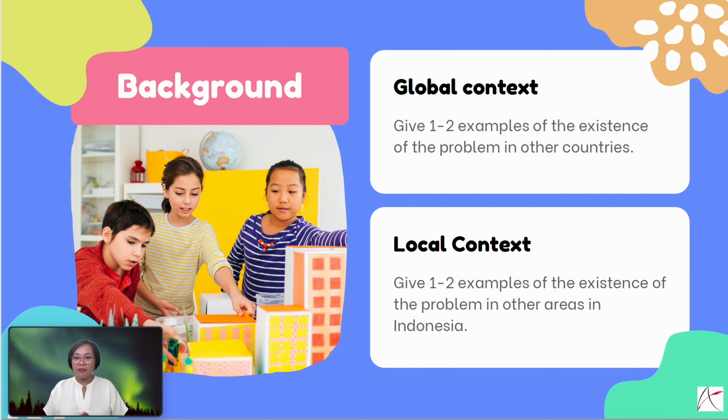And then the second part of the background is the local context. So one or two examples again of the existence of the problem in other areas in Indonesia. It can be from another city or another province. It has to be similar. It does not have to be exactly the same, but a similar problem, maybe a similar element.